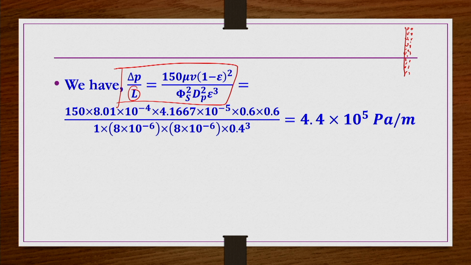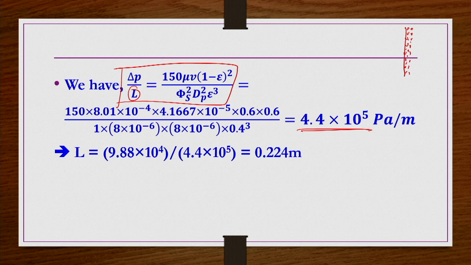Here except L everything is known. So delta P by L, when you calculate the right hand side after substituting all these values, you will get 4.4 into 10 power 5 Pascal per meter. Now delta P is also known, so L is delta P divided by this 4.4 into 10 power 5, and you will get L as 0.224 meters. So 0.224 meters thick particles are forming as a kind of gel layer. So the gel layer thickness is nothing but 0.224 meters. It is very significant.